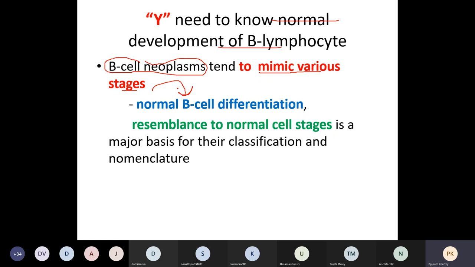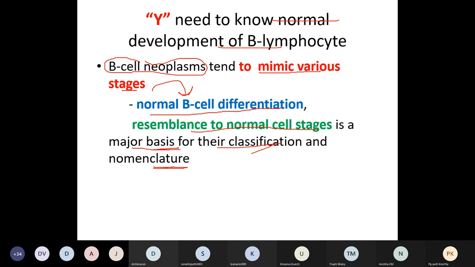In a similar way, if you know how your B cell develops in different stages, and if you know what is normal, what can go wrong in that stage of development, you can expect what type of lymphoma can arise from there. So it will become easy for you to do a diagnosis. That's why we have to know the normal B cell differentiation, because lymphomas mimic the various stages and resemble the normal. That is the main basis of your classification and nomenclature. That's why 90% of people are scared of lymphomas, because they never read the normal development of B lymphocytes. You just directly jump to the classification. Then it doesn't make any sense. You should enjoy your subject. Then nothing will be scary.